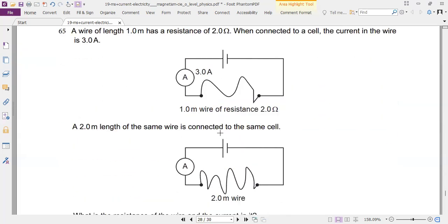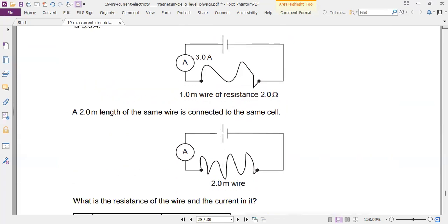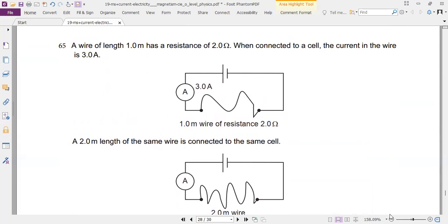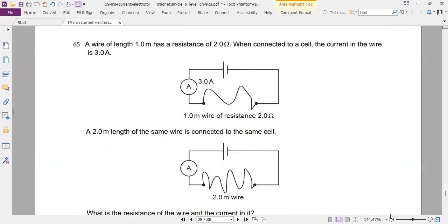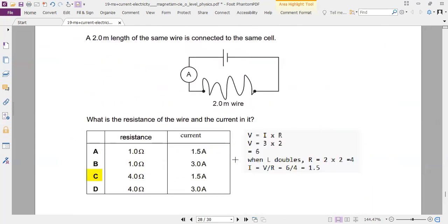So here the data is shown. Read it carefully. We have 1 meter and then it is made 2 meters. Everything else is the same. So let's look at my calculations. First we calculate the voltage. 3 times 2 gives you 6. When length doubles, the resistance is also doubled. It becomes 4, and that gives this current, which is given here in choice C.